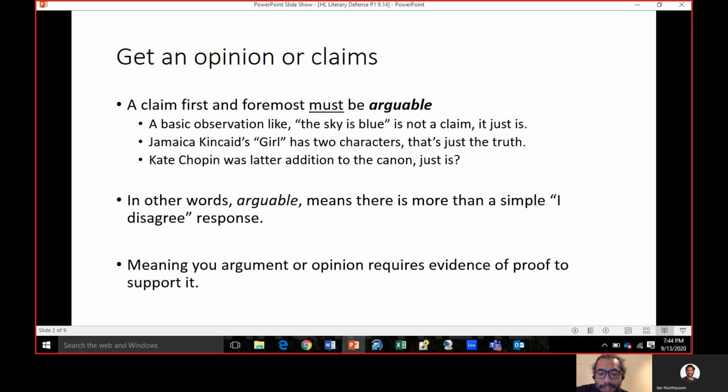And when I say that something is arguable, it means your argument or your opinion requires evidence or proof to support it, right? So you not only have to have points, but then you have to back it up. Okay. And remember, at the end of the day, we don't want to look at argument as a model for war. It's not just about you winning.